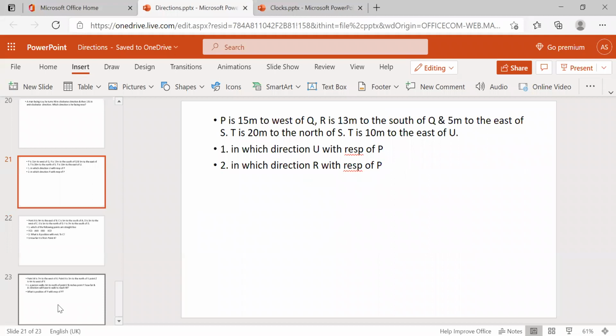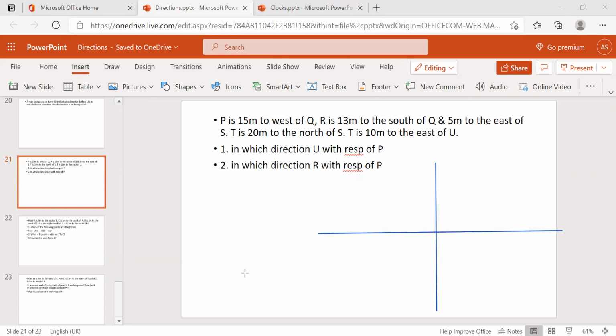Now, these types of questions are miscellaneous questions, mixing both things. Okay. See, P is 15 meters to the west of Q. R is 13 meters to the south of Q and 5 meters to the east of S. T is 20 meters to the north of S. T is 10 meters to the east of U. They are asking two questions. For this, it is better to draw the diagram. Figure is very, very important.